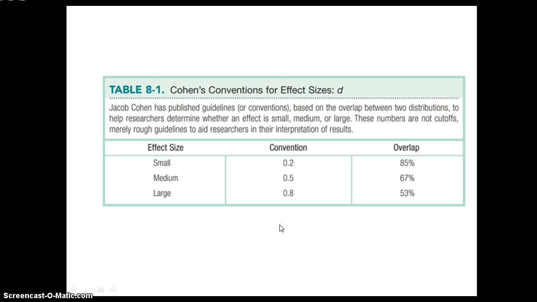Now, this is not like a correlation where you can't go above 1. You can actually get effect sizes that are like 1.3 or 2 or something like that. And those are very large effects. So this is just to kind of give you a sense of the magnitude of this effect that I found. So these are rough guidelines to help you interpret what your effect size means.